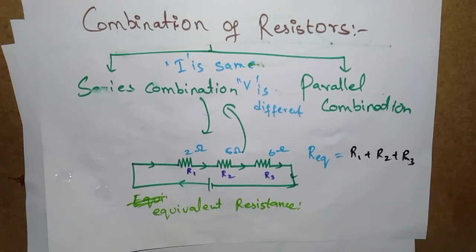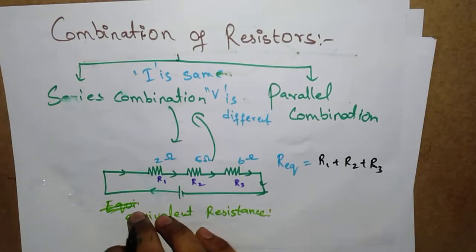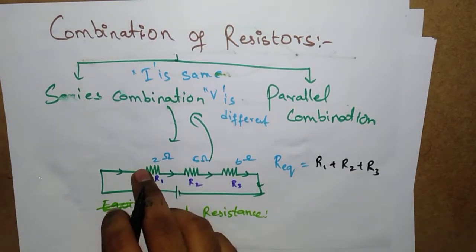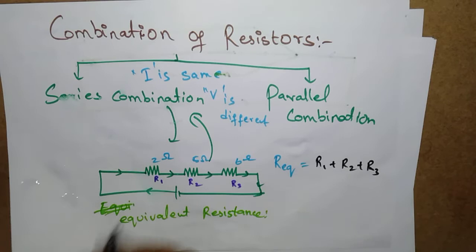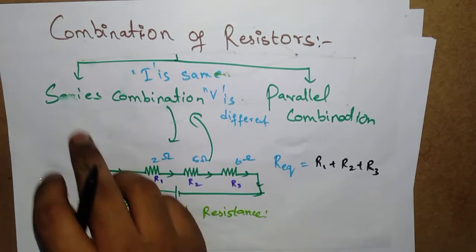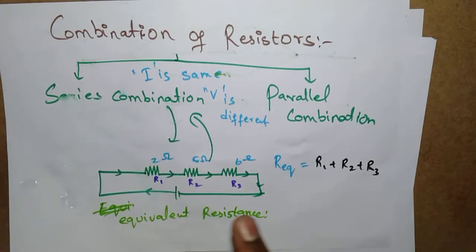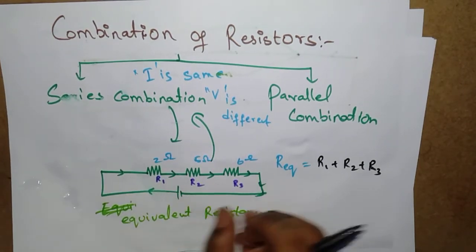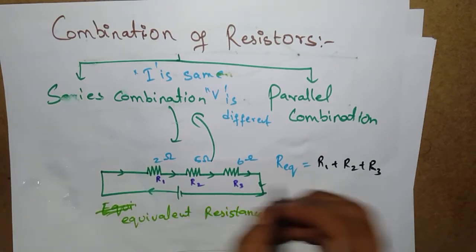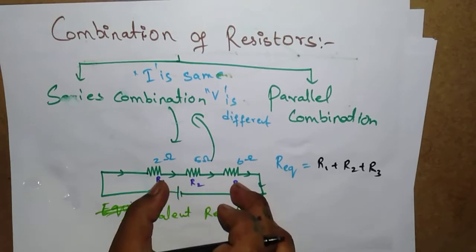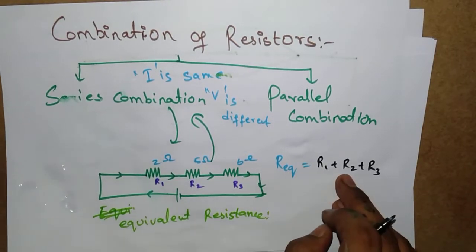R1 plus R2 plus R3 in series combination, because resistors are arranged in such a way that there is only one path for current to flow. Okay, याद रखिए हमेशा सीरीज कॉम्बिनेशन में इक्विवेलेंट रेजिस्टेंस हमें पूरे रेजिस्टर के वैल्यू को ऐड करने पर मिलता है. Okay, so if this arrangement has 3 resistors, then R1 plus R2 plus R3.